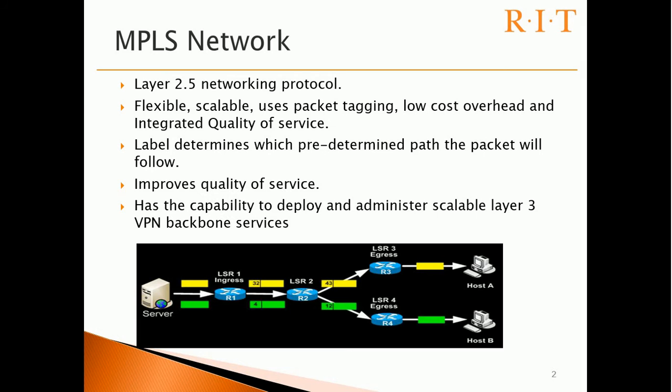So what does MPLS actually do? MPLS packets are directed through the network based on an assigned label. A label is associated with a predetermined path through the network. Priorities can be assigned to data flows as per the requirements, and within each router, the incoming label is examined and its next hop is matched with a new label. So here, the label determines which predetermined path the packet will follow. It improves the quality of service and has the capability to deploy and administer scalable layer 3 VPN backbone services.